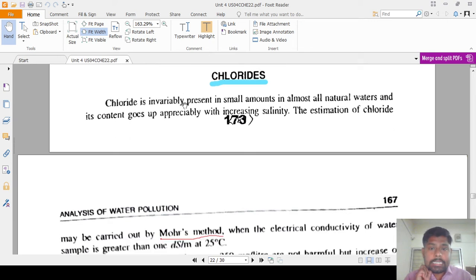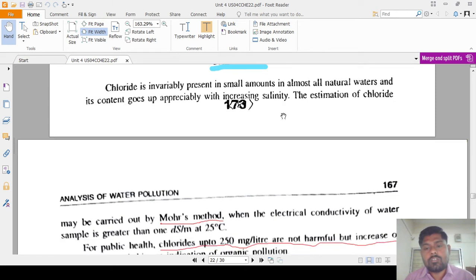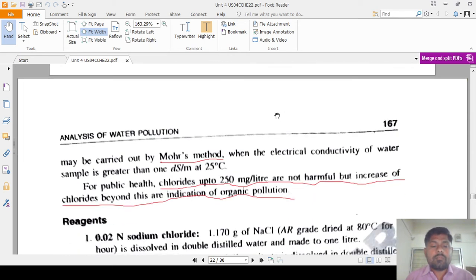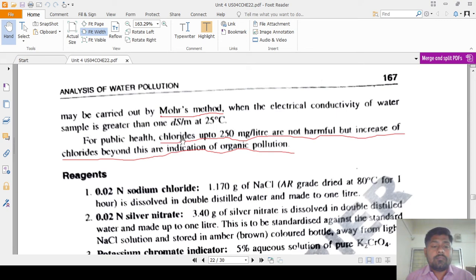Then the chloride content. Okay, chloride is invariably present in small amounts in almost all natural water. All water contains a small amount of chlorides and its content goes up appreciably with increasing salinity. As the salinity of the water increases, the amount of chloride also increases. Some methods like Mohr's method are used to find out the chloride content in the water. And for public health, the content of chloride in the water must be 250 milligram per liter.